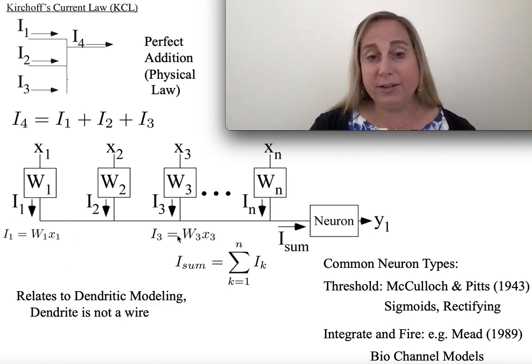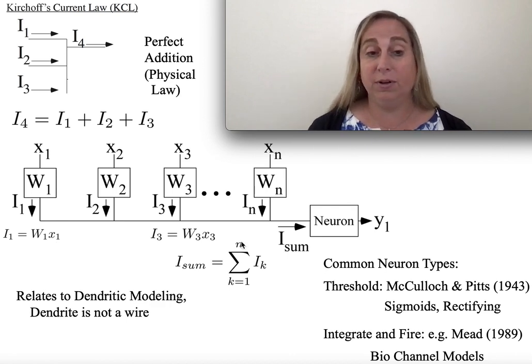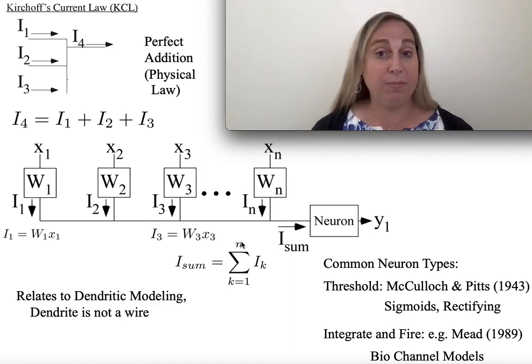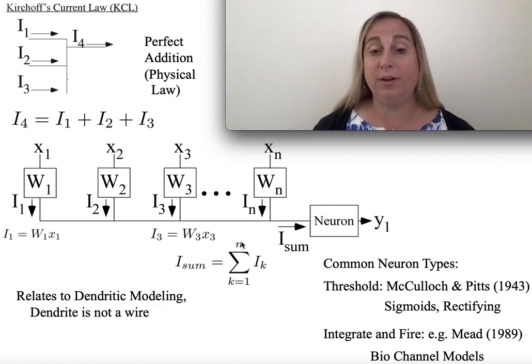It does make an interesting connection to the dendritic modeling, even though the dendrite's not a wire, at least you're starting to talk about physical summation. You're beginning to open up the possibility of, well, could there be more? And what would that look like? And you have a framework to do that. It also then says I've got a current coming into the neuron, and then I work with it from there. Now, it may just be I take that current and I just threshold it.